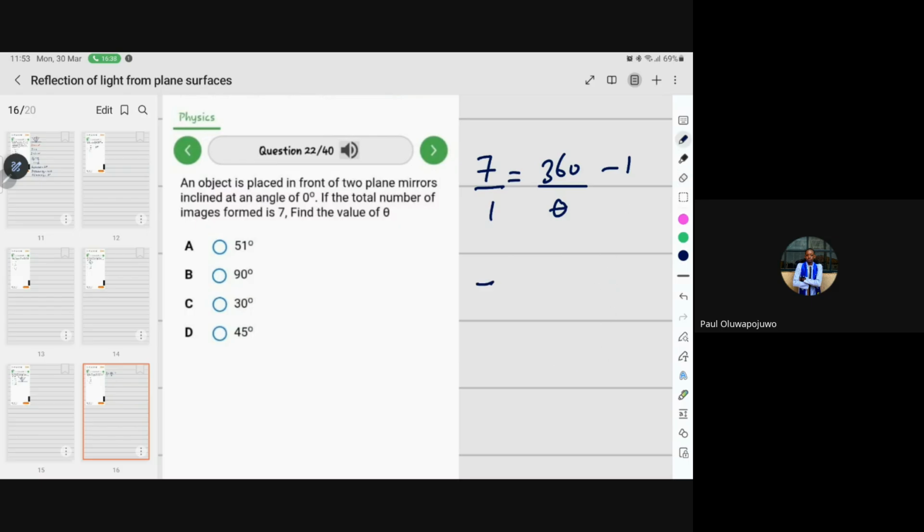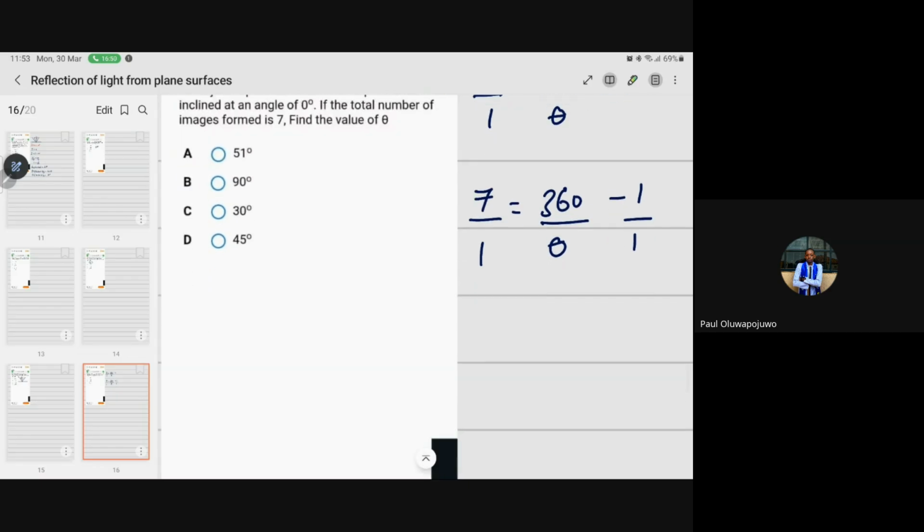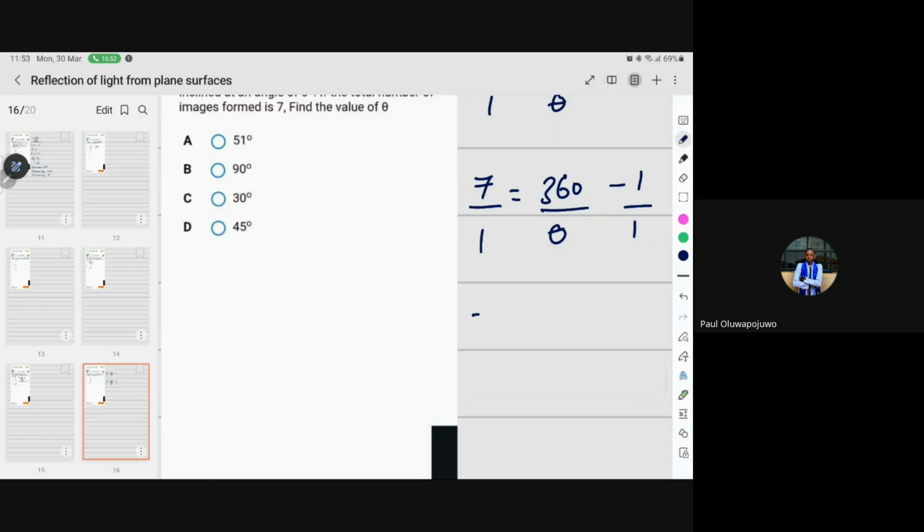This is 7 over 1 equal to what? 360 over theta minus 1. This is something I say minus 1 over 1. So now, I want to get the answer right here. So what am I going to do here? Let's simplify. But in exam conditions, we don't actually have to be doing this.